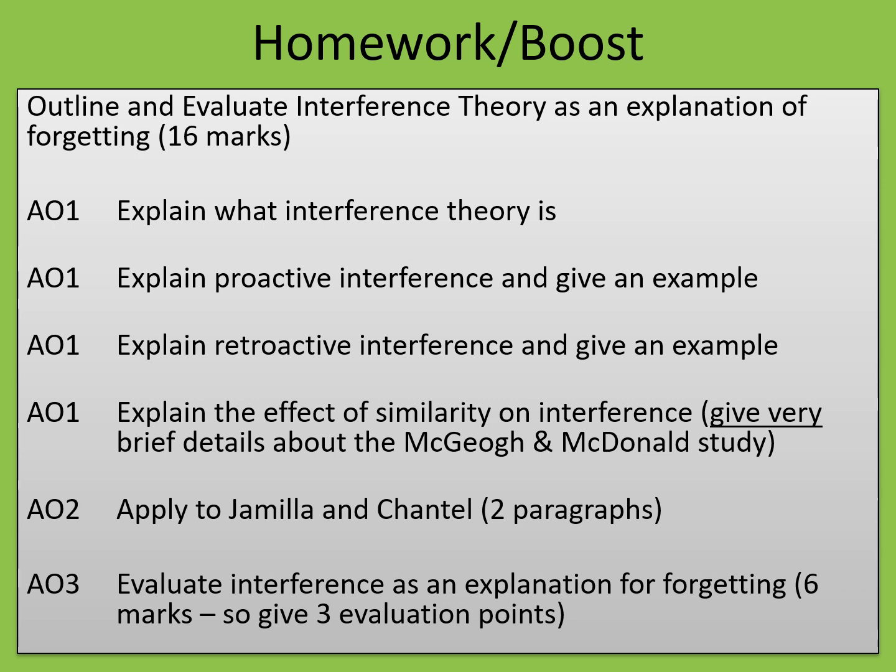Then apply it to Jamila and Chantel. So it's 4 marks for your AO2. You want 2 paragraphs to explain the proactive and retroactive interference they experienced. And you might include some about similarity there as well, because it was all about zombies. And then AO3, you're going to evaluate interference for 6 marks. So that means 3 evaluation points. Make sure you do a different paragraph for each evaluation.